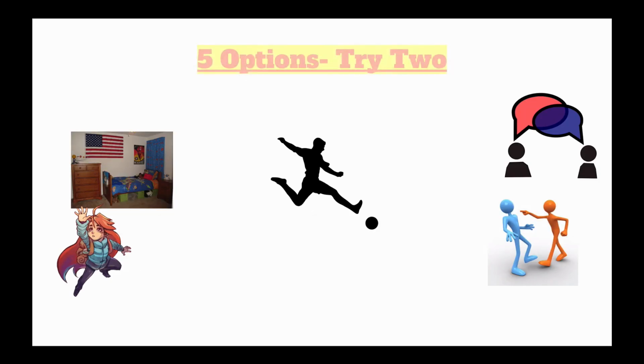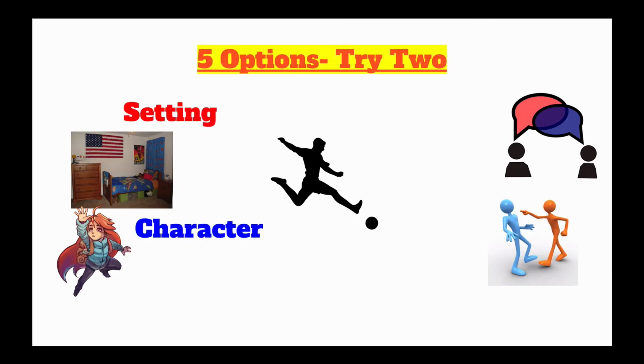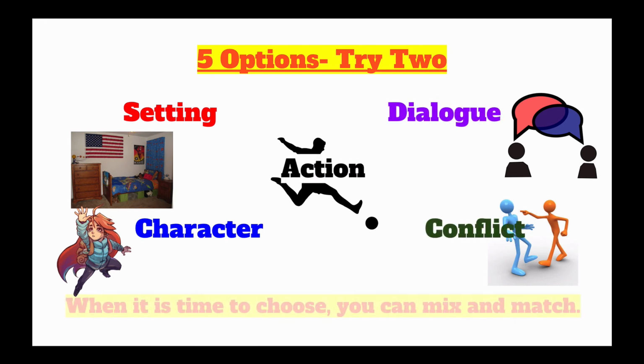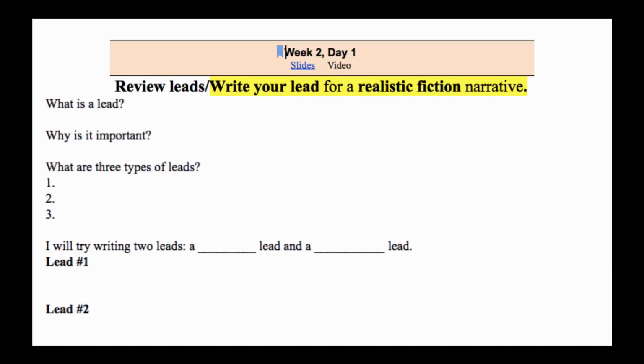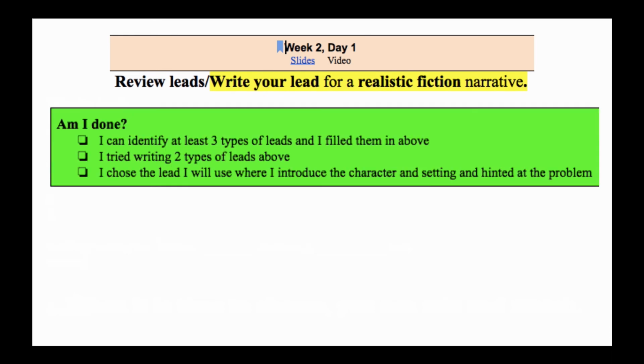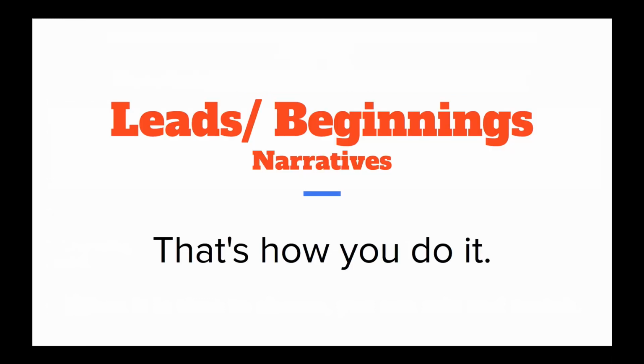So we have these different types of leads. You're going to try two, maybe a setting or a character one, a dialogue or conflict one, an action one. When it's time to choose, you can mix and match, right? So you're going to have all of this information on week two, day one. So take one of your favorite books, one of your favorite stories, or one of the stories here. Try to redo it. See how the author wrote the lead. How would you write your lead, right? Check to see if you're done with your realistic fiction lead. And that's how you do it.